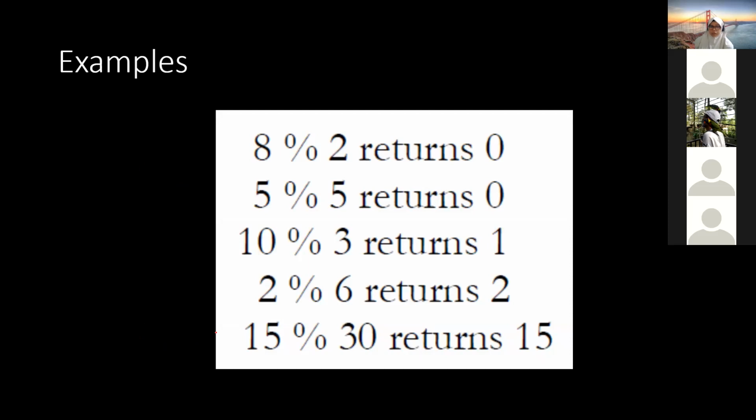So an example here. 8 modulus 2 returns 0. Why? Because 8 divided by 2 is 4, and there's no remainder. Same thing for 5 divided by 5. So now you understand the value.